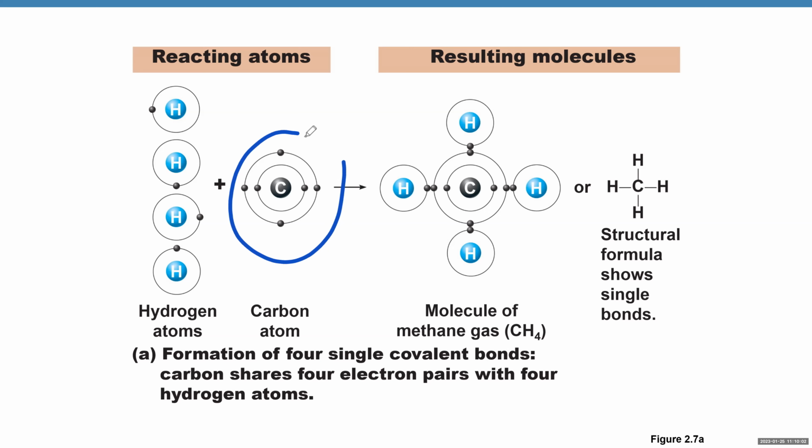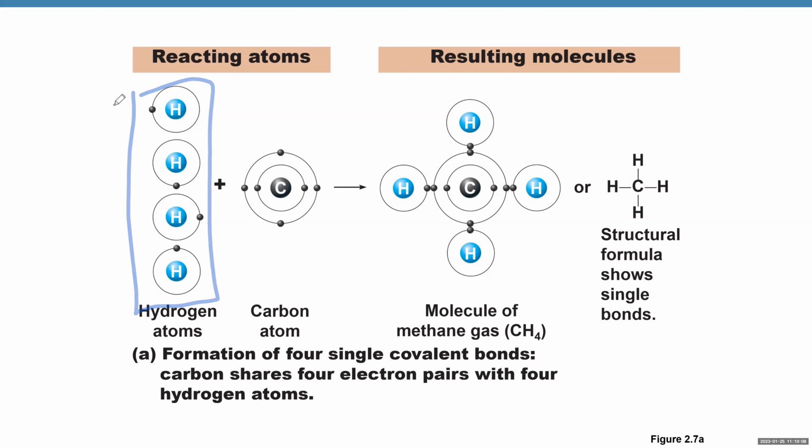So here's a carbon that has four valence electrons, and it shares those electrons with four hydrogen atoms, forming methane, CH4. Right, so now look, hydrogen has two electrons at least part of the time. Each hydrogen has two electrons, and carbon now has eight at least part of the time in its valence shell.